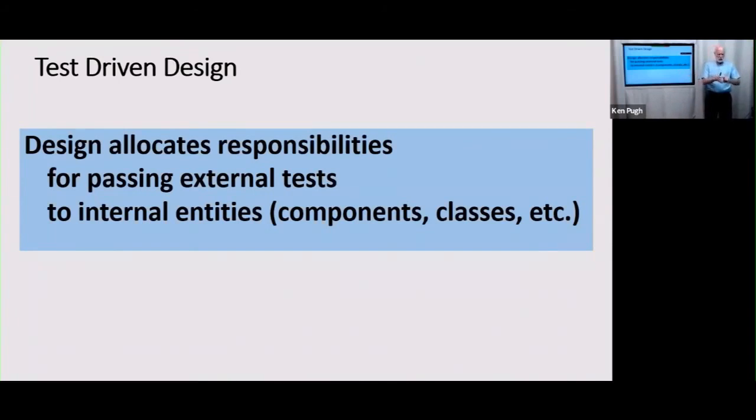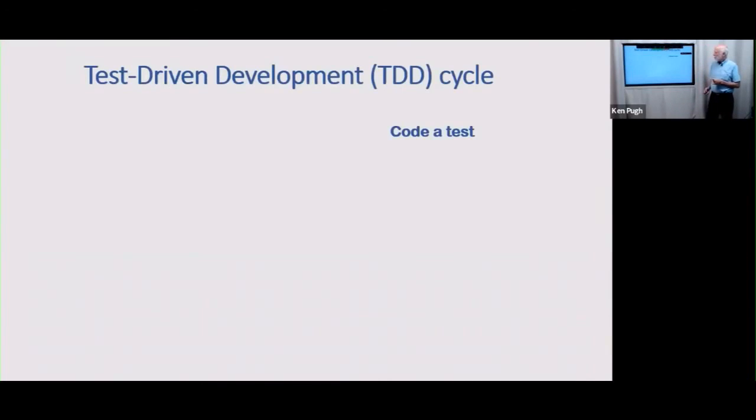Some people always start with, well, let's start to do TDD first. And it's like, no, no. First we do BDD to get our context, and then we do TDD now to figure out what components we want in order to pass those external tests. So here's our cycle, much quicker.